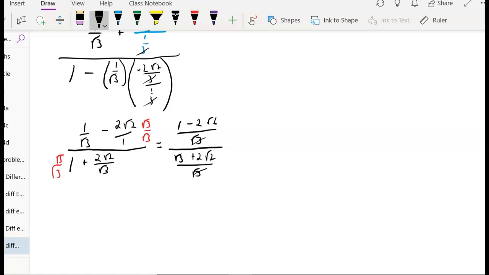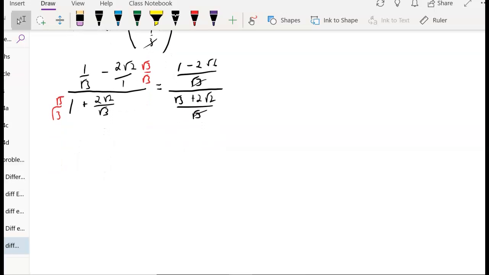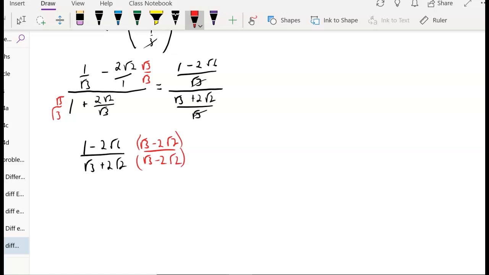Okay, so now we have something that looks kind of like a mastery quiz. We have 1 minus 2 rad 6 over rad 3 plus 2 rad 2. We want to simplify that, so we're going to multiply this by the conjugate of the denominator, which is rad 3 minus 2 rad 2 over itself. Okay, so we're going to multiply those and these. And I'm going to pause it, finish it up, and then hopefully you'll come up with the same answer.